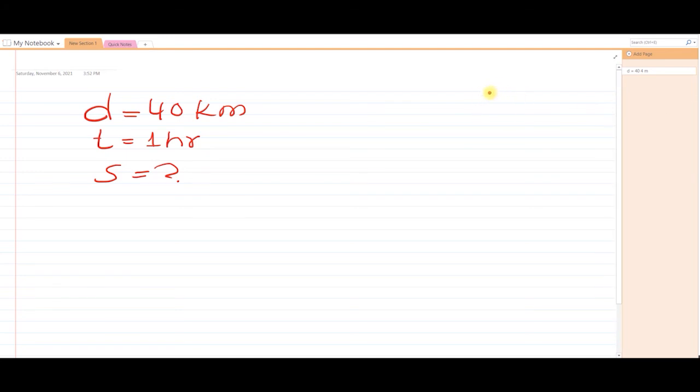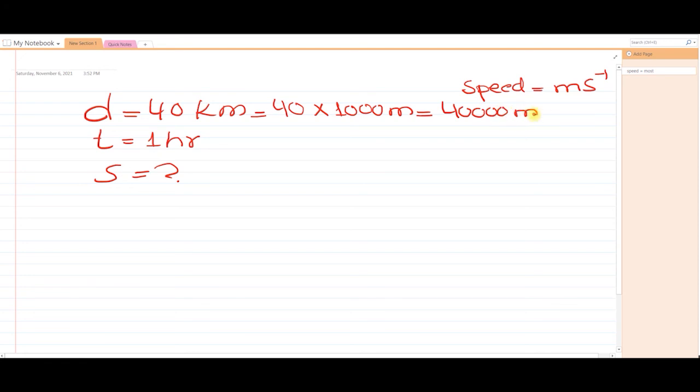Dear students, remember that the SI unit of speed is meter per second. Here we need to change 40 kilometers into meters. Then 40 times 1000 meters, as you know 1 kilometer is equal to 1000 meters. Then it is equal to 40,000 meters.